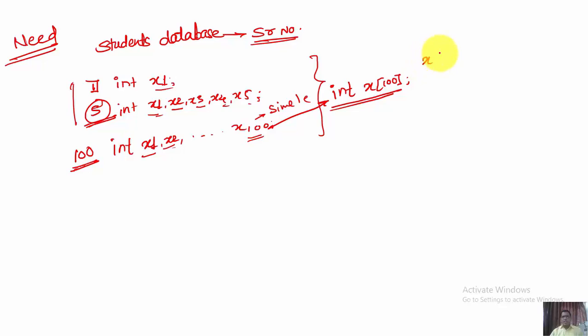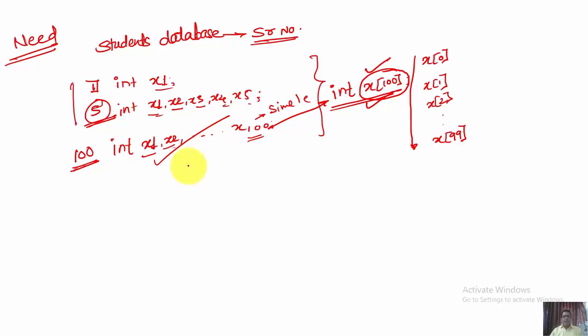And what will happen? x of 0 is the first variable, x of 1 is the second variable, x of 2 is the third variable. In this way, the last variable is x of 99. So within this simplified declaration, all the 100 variables are automatically created. So it seems to be simpler, theoretically as well as practically, as compared to the previous approach.